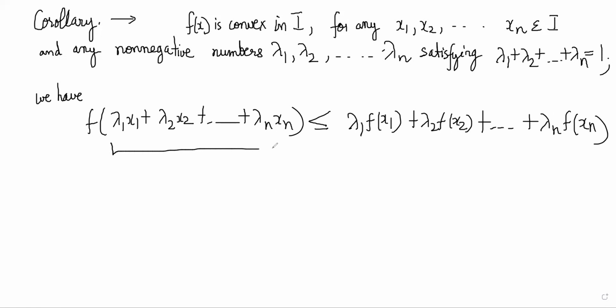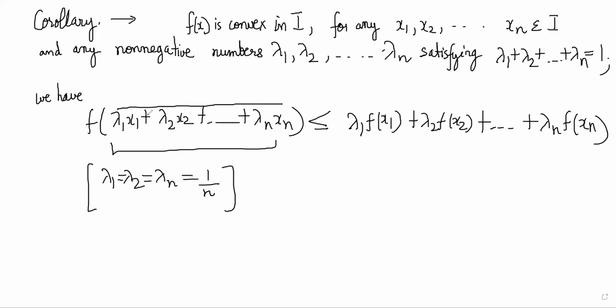Now think about this. If we choose lambda 1, lambda 2 till lambda n as 1 by n, we'll get the regular Jensen's inequality. Because on this side you will get (x1 plus x2 plus xn) by n, and on this side you will get 1 by n common, times f of x1 plus f of x2, and so on till f of xn, right? So that becomes your regular Jensen's inequality. So this is like a generalization of Jensen's, right? The condition is lambda 1 to lambda n add up to 1, and all of them are non-negative numbers.